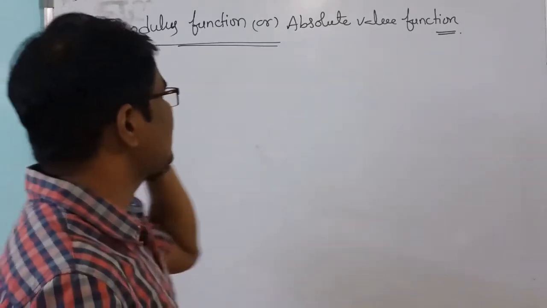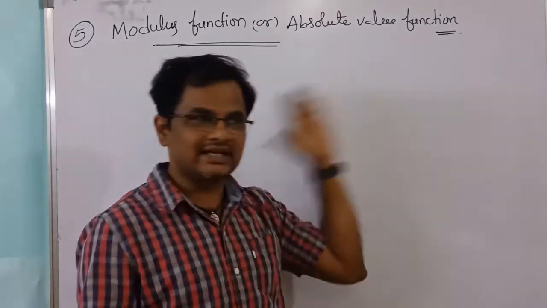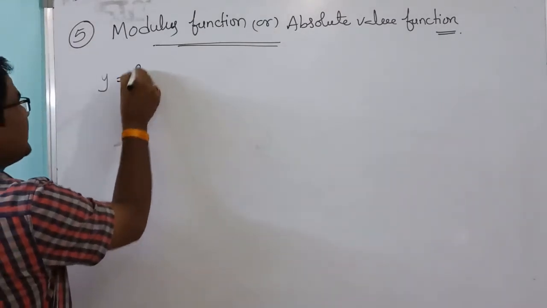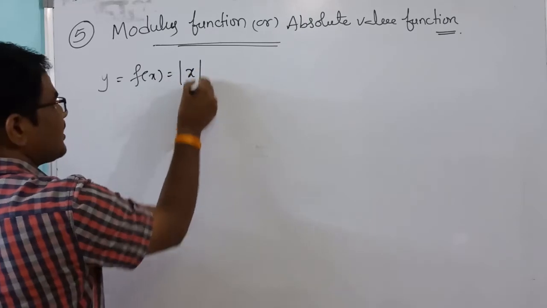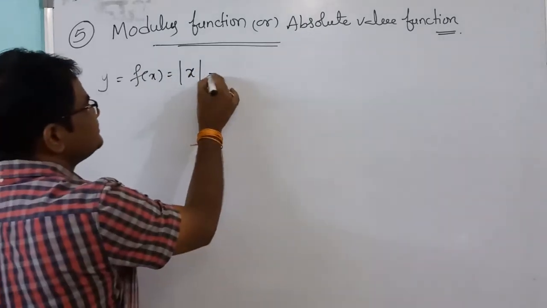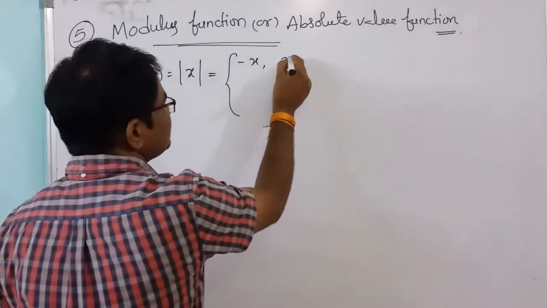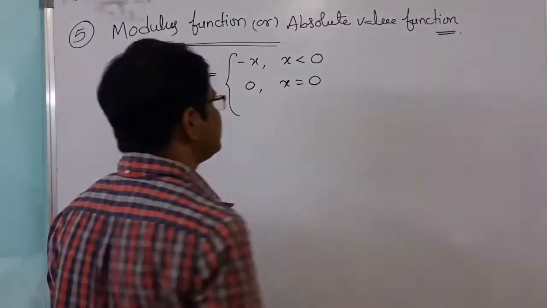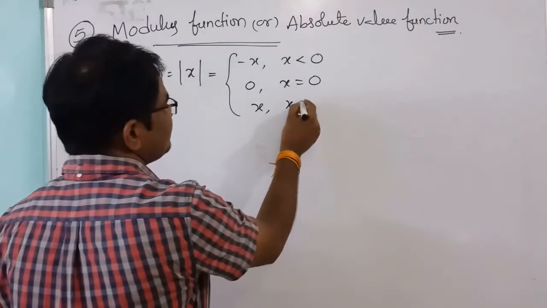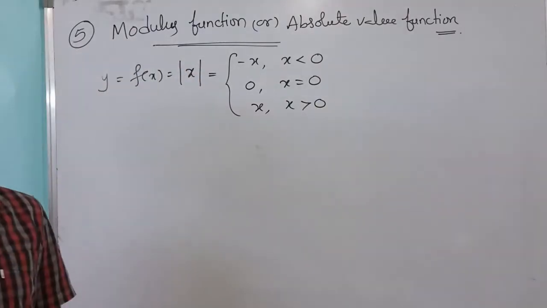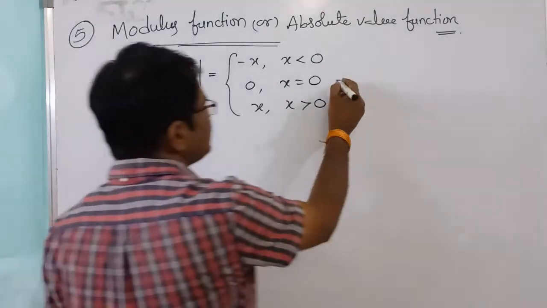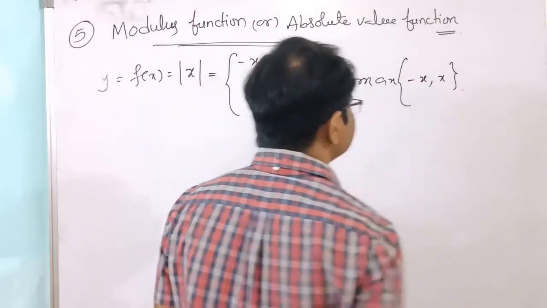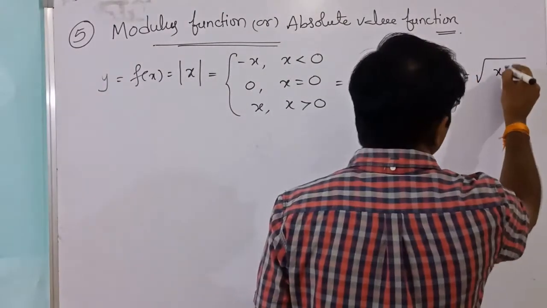Modulus function. This modulus function is also called the absolute value function, right? Now, a modulus function is denoted like this and defined as minus x when x is less than 0, 0 when x equal to 0, and plus x when x is greater than 0, right? It can also be written as maximum of minus x comma x. It can also be written as root of x square.